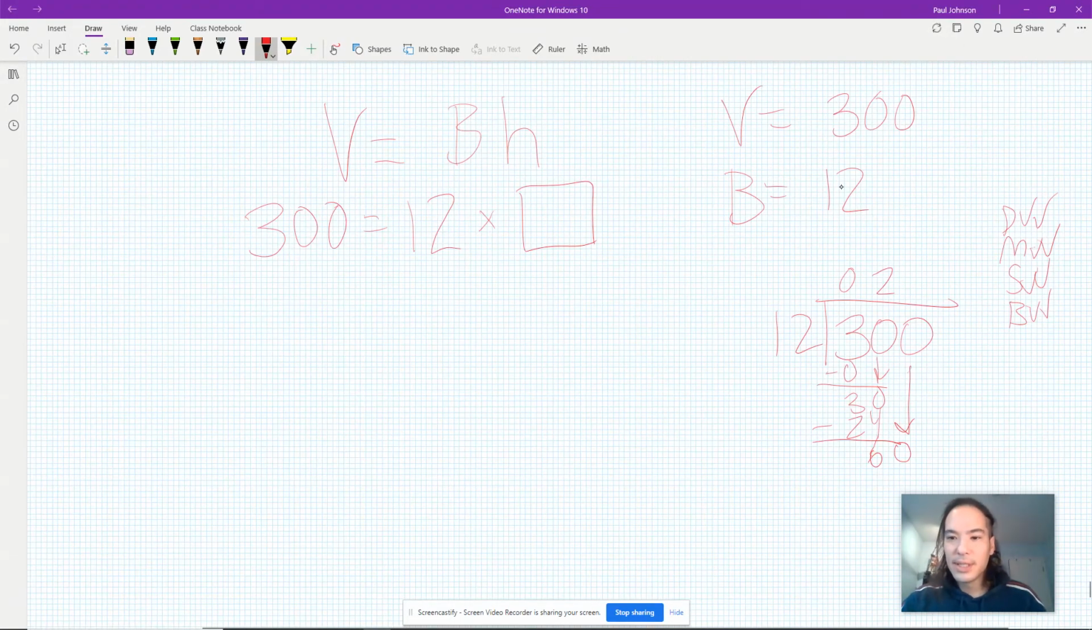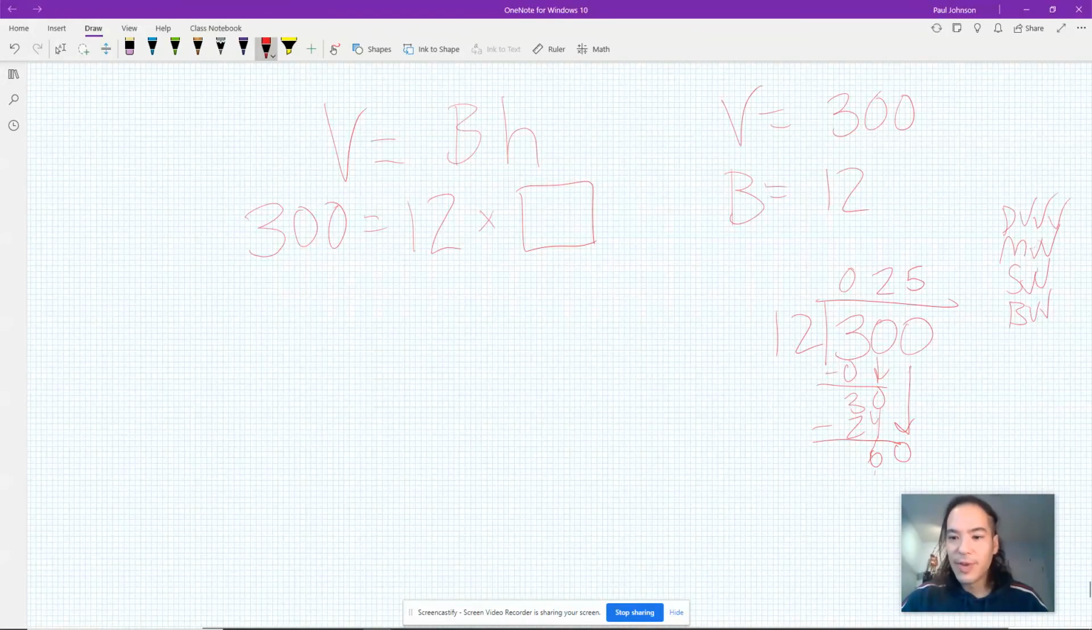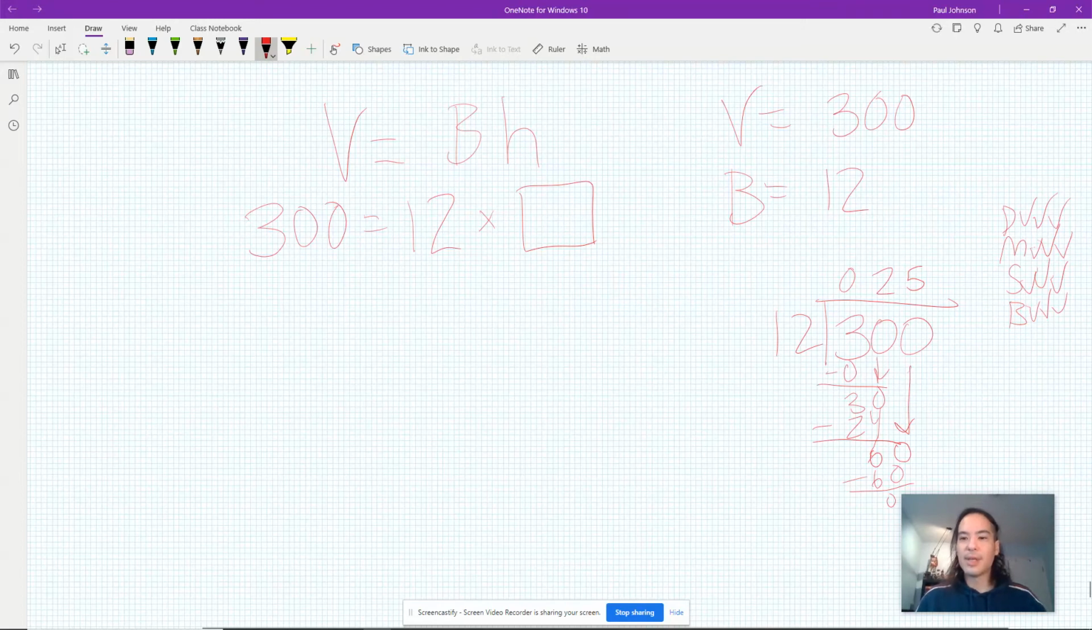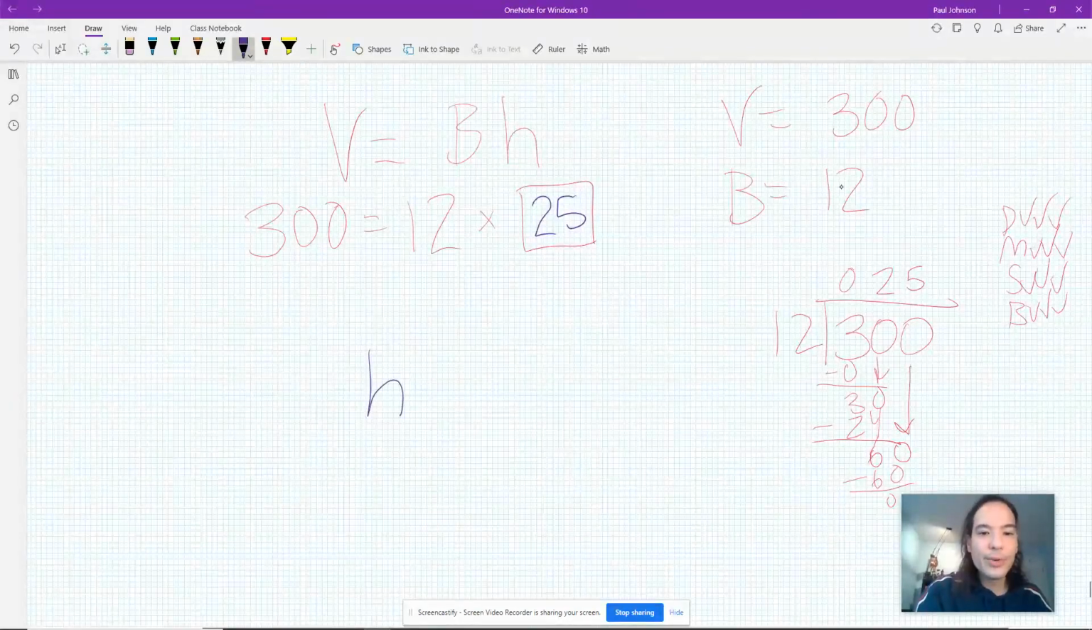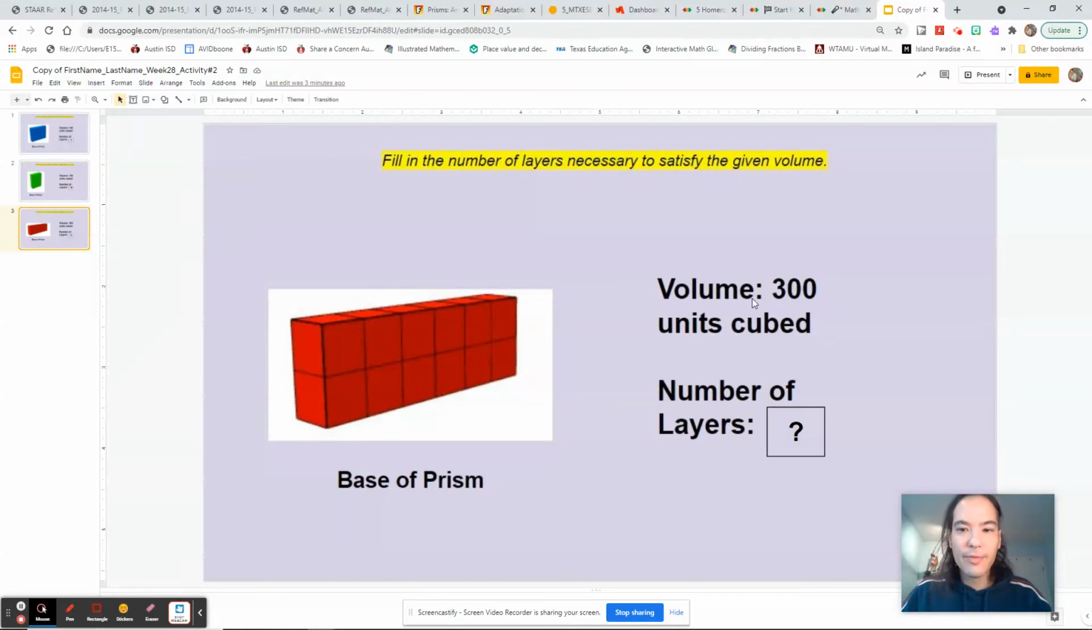12 goes into 60 5 times. That's just a math fact. 12 times 5 is 60. So I subtract, and then I don't have to bring down anything because I don't have a remainder. It's just 0. So the number that I can plug in that makes this true is 25. So H is equal to 25 because 25 layers of 12 will equal 300. Let me say that again. A volume of 300 cubic units.